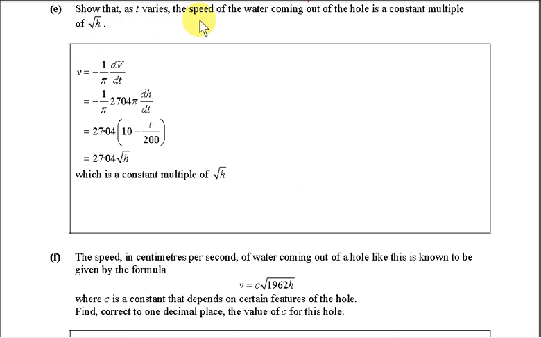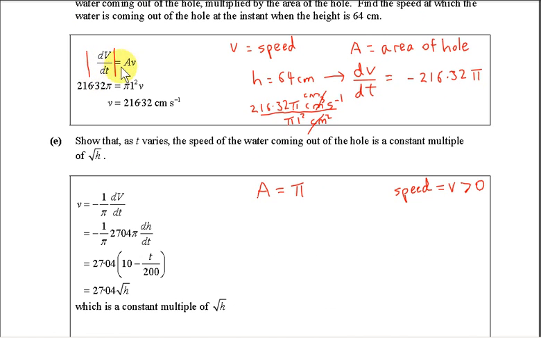Show that as t varies, the speed of the water coming out of the hole is a constant multiple of the square root of h. So we're going to use this formula to get the speed. So we have to divide across by A, where A is the area of the circular hole. The area of the circular hole is π times 1 squared, which is π. So v is dV/dt divided by π.